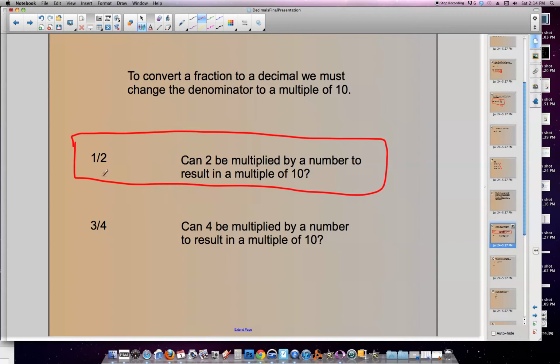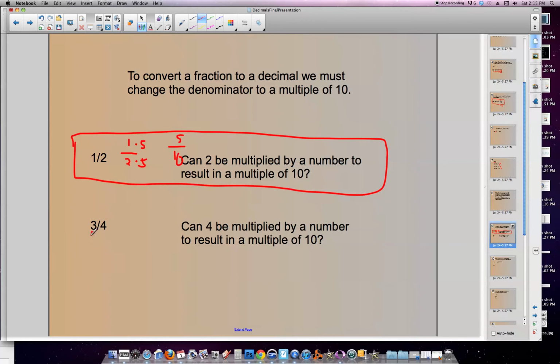1/2, well, that's not a multiple of 10, is it? But is there some number we can multiply 2 by to make 10? Hey, yeah, I can multiply 2 by 5, and that's 10. So if I have one group of 5 over 2 groups of 5, I have 5 over 10. So 1/2 is the same thing as 0.5, or 5 over 10.